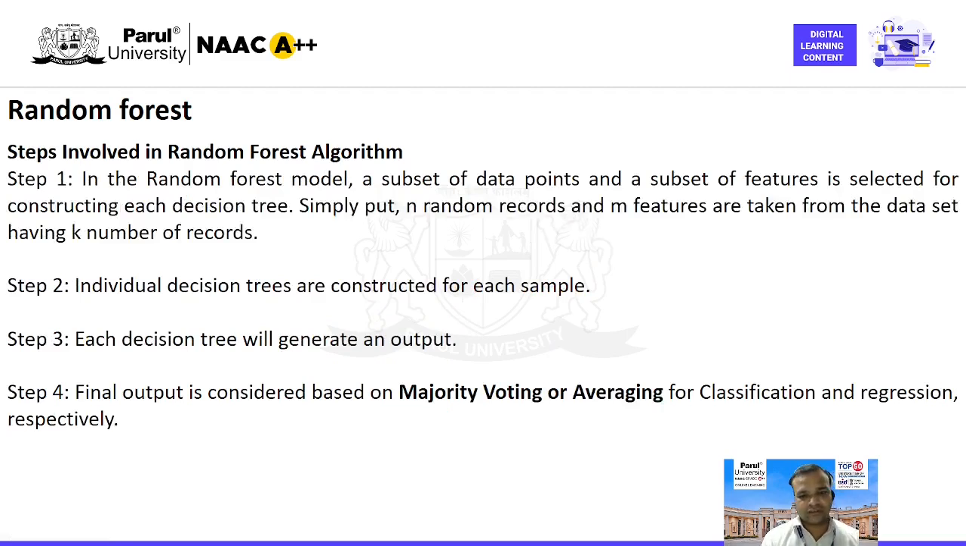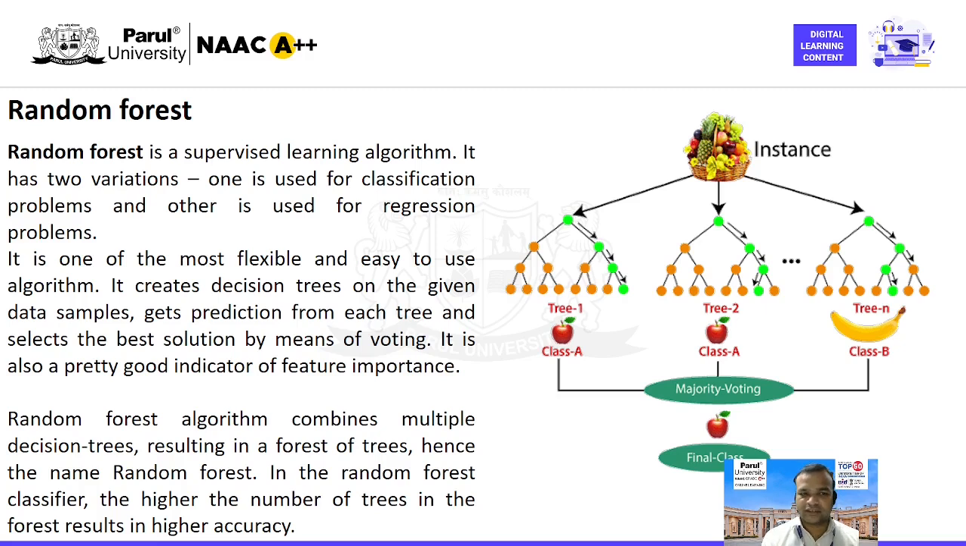So this is the basic concept behind random forest models, or algorithms. Many decision trees are created for the given instances. After the creation of all the decision trees, we get the output of each decision tree, and we can apply majority voting, and then we will get the final output.